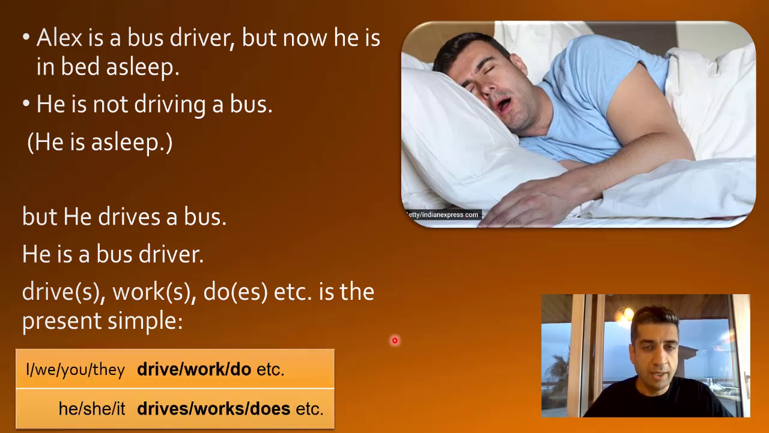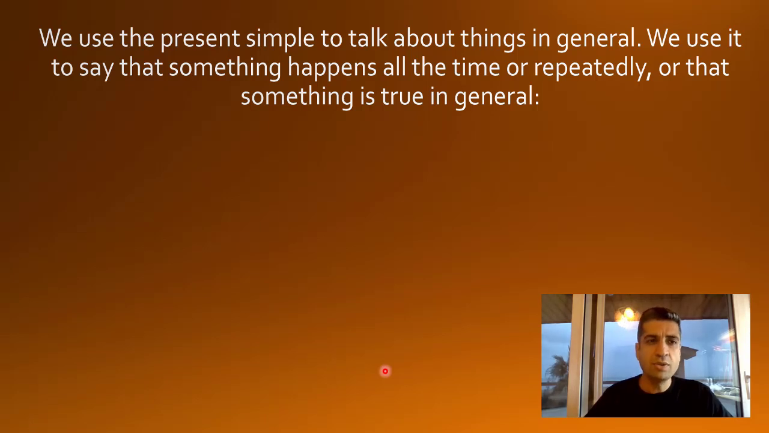I, we, you, they drive. This means they drive, you work, we do. But he drives, she works, he does, it does. We use the present simple to talk about things in general. We use it to say that something happens all the time or repeatedly, or that something is true in general.